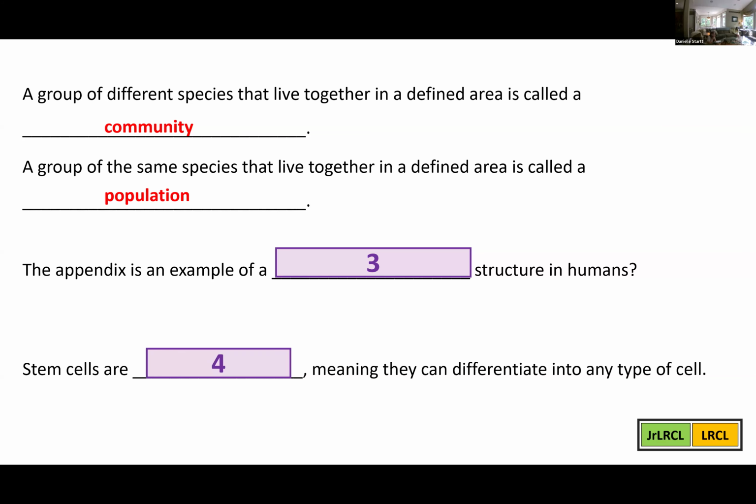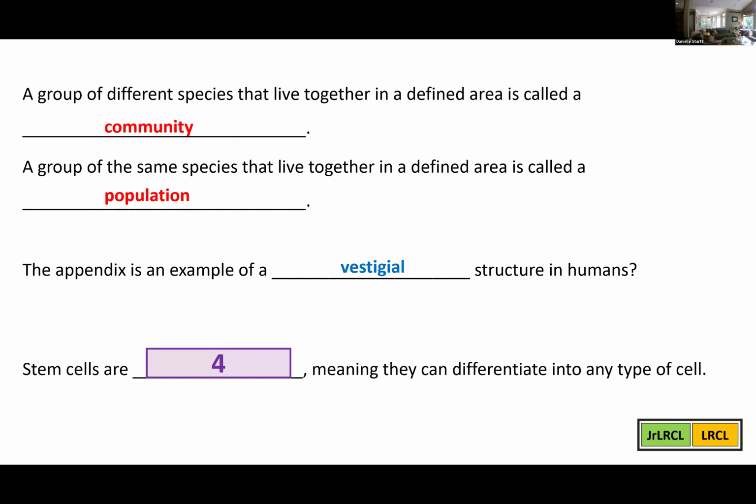What do we call a structure like an appendix in humans that we don't need? We no longer need it. It's something we used in the past, but we've evolved to no longer need it. That's a vestigial structure. Another example would be wisdom teeth, for example. You don't really need those. In the past, you probably did, but not now.